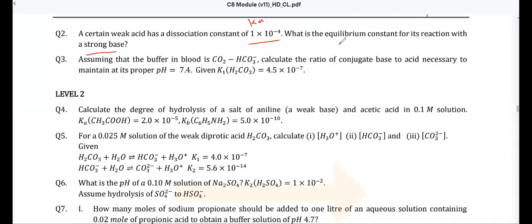Tell me, weak acid plus strong base will give me what? Salt of weak acid, yes or no? Tell me, everyone. This question is tricky and conceptual. Now, salt of weak acid, right? What will happen to salt of weak acid?